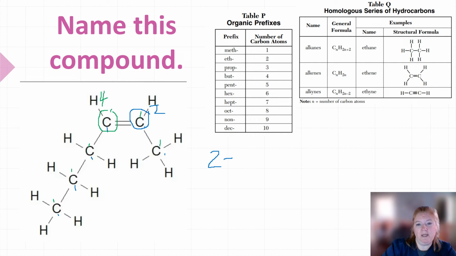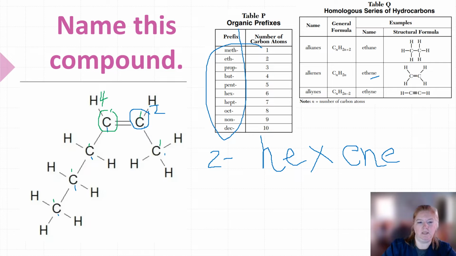Since it's a double bond, I know I'm going to end with -ene. So whatever I have at the end is going to be -ene. I need one of these prefixes based on how many total carbons are in the chain. So how many are there? 6. So it is 2-hexene.